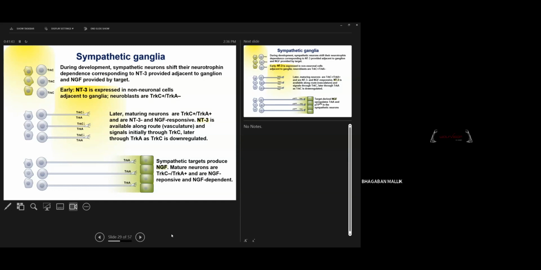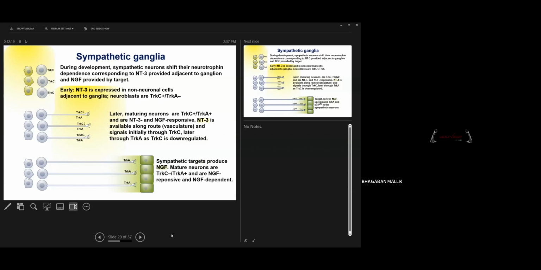And these axons express other receptors, including TRKC, and they express TRKA. In the latter stage of the development, TRKC goes down and TRKA dominates. NT3 moves from the non-neuronal cell to the axon terminal. But when they become mature, you have loss of TRKC and you have expression of TRKA receptor.